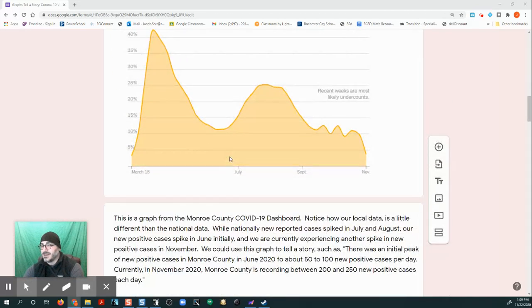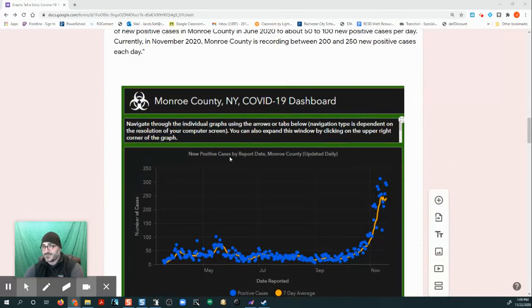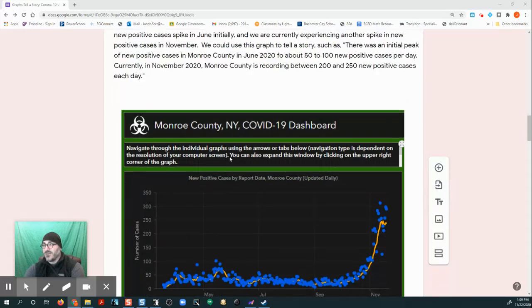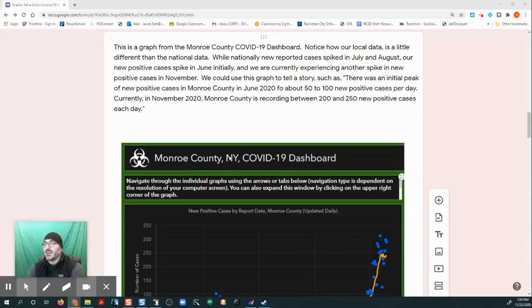I think, yeah, I will do this one. Like I say, we have it right here. This is actually not a national graph. This is a graph from the Monroe County COVID-19 dashboard. So this is information from our county, right, from our area locally.